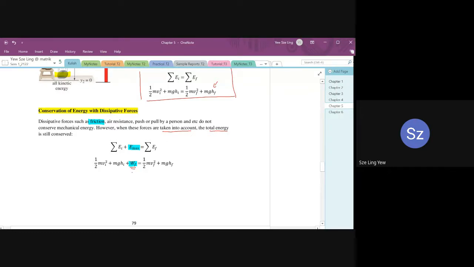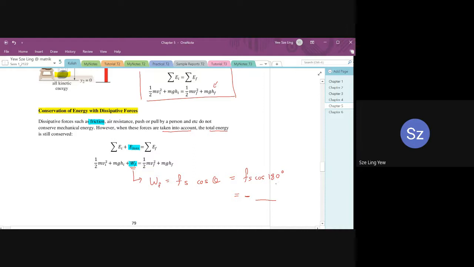Then you yourself need to calculate WF first, which is equal to frictional force times S times cos theta. This theta is between the frictional force and S. And then it will give you Fs cos 180 degrees, which is a negative value. So your object experiences energy loss, because WF is a negative value if you calculate it correctly by using cos 180 degrees.